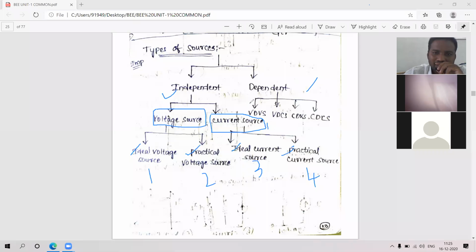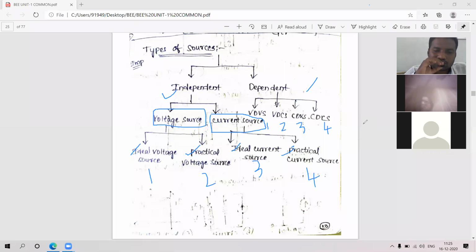4, that is VDVS, voltage dependent voltage source. VDCS, voltage dependent current source. CDVS, current dependent voltage source. CDCS, current dependent current source. This is 1, 2, 3, 4. Okay, total how many sources are there? Total it is 8 sources. In independent sources it is 4, and in dependent sources also it is 4.